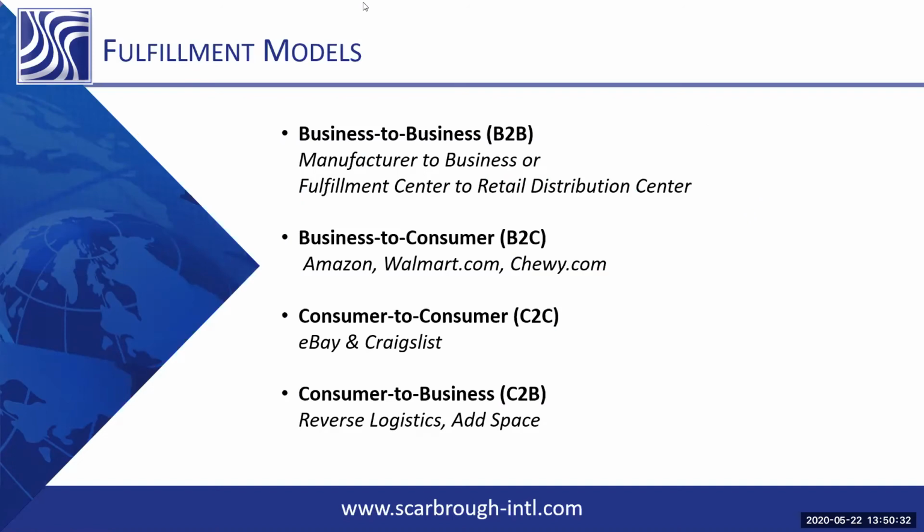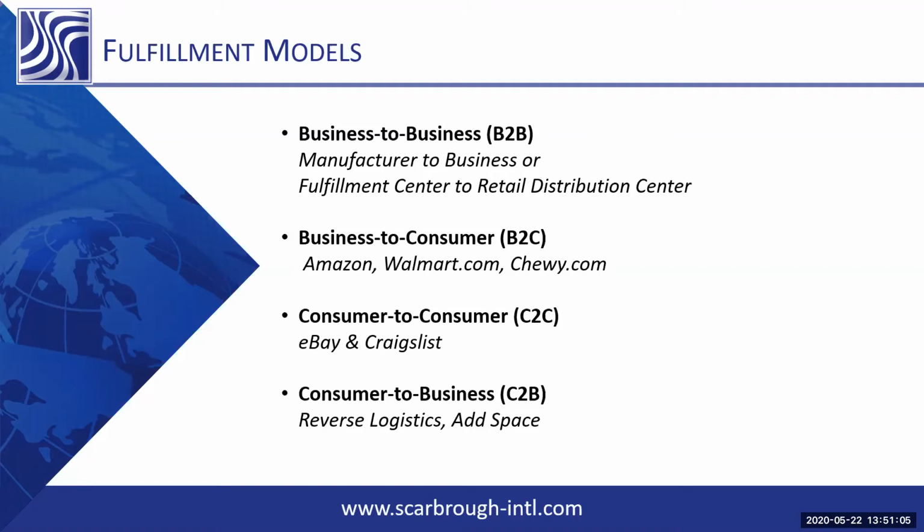So fulfillment models. When we talk about fulfillment models, there are four main types that are most common in the industry. The first is the B2B model, and that is direct business to business. Simply put, it's basically selling your product directly to a business, whether that is a bulk supplier or a distributor, whatever the case, you're just selling a bulk quantity of goods directly to a business.